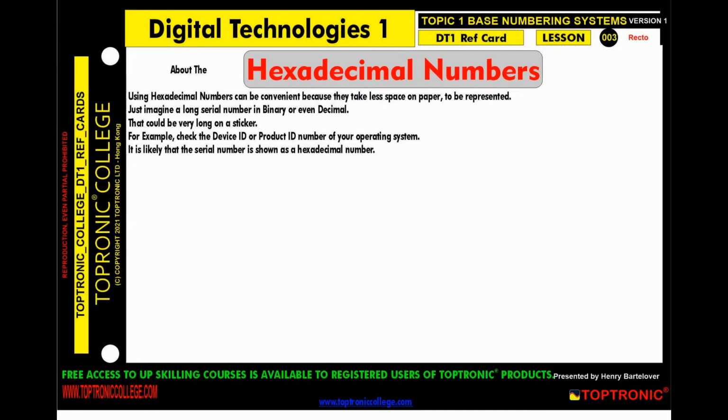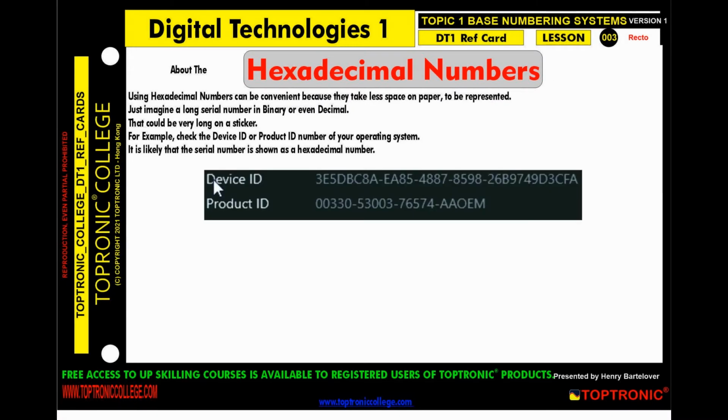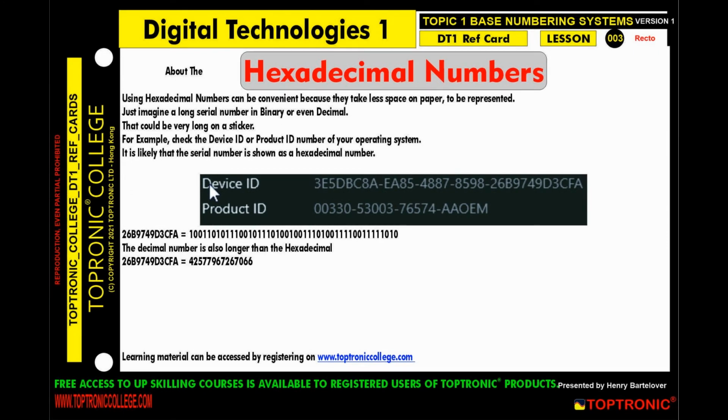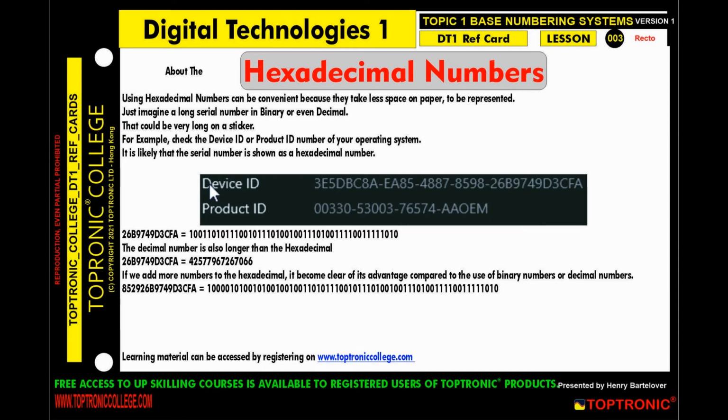Let us take the end of the device ID number and convert it to binary. It became so long that it would be easy to make a mistake when trying to use it on paper for our own use and understanding. The left side of the equation is the hexadecimal number. The right side of the equation is the binary equivalent. The decimal number is also longer than the hexadecimal. If we add more numbers to the hexadecimal, it becomes clear of its advantage, compared to the use of binary numbers or decimal numbers.